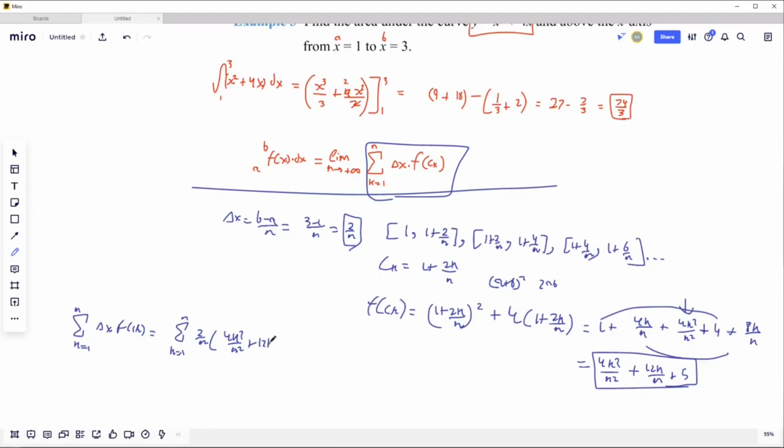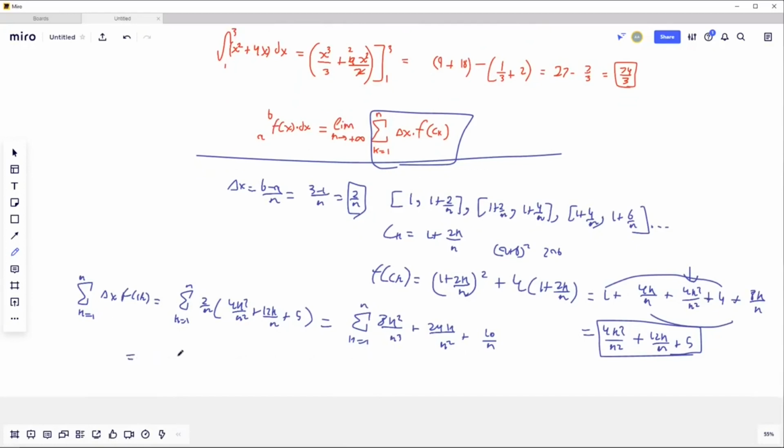You know how to simplify from here, but I'm just gonna do this with you guys. I'm gonna try going quickly, not to waste anyone's time. Here, this is 1 and n, and then this times that, you get 8k squared over n cubed, plus this times that. That's 24k over n squared, plus this times that, that's 10 over n.